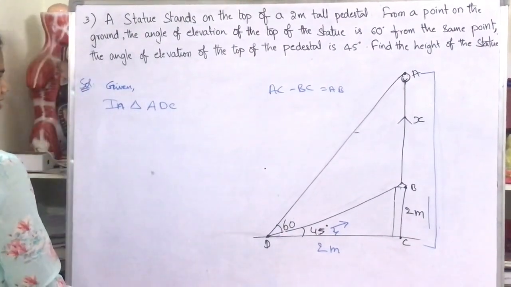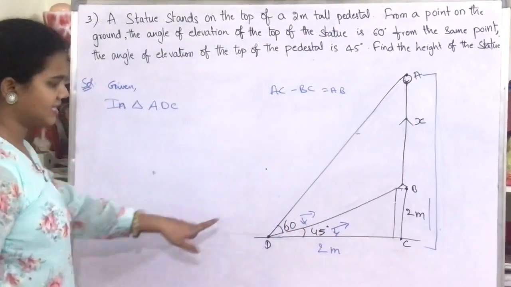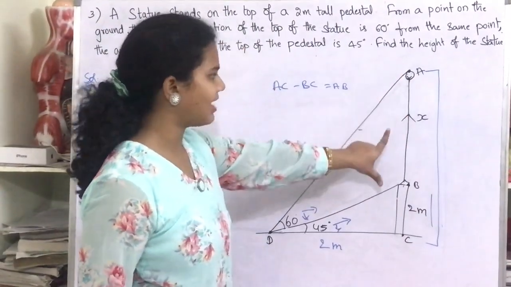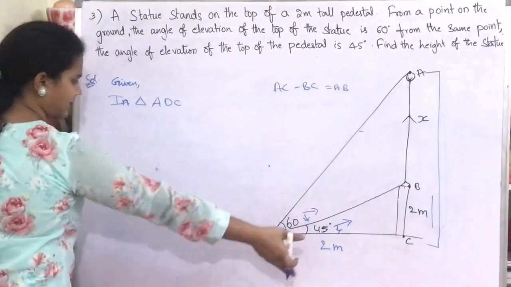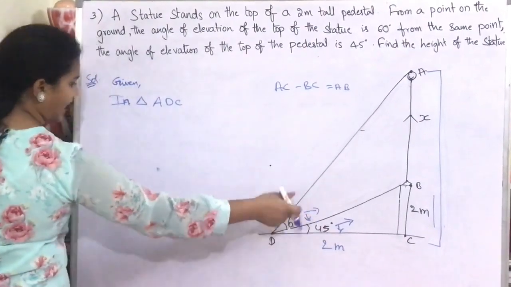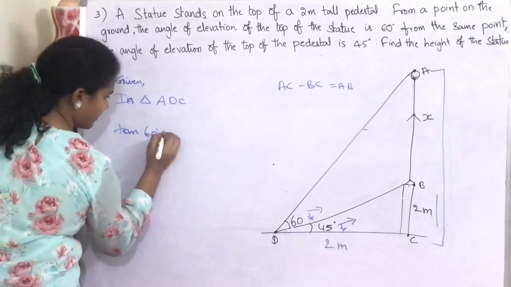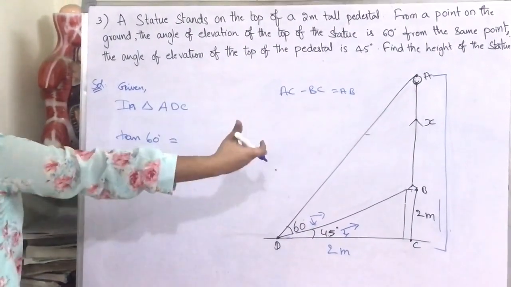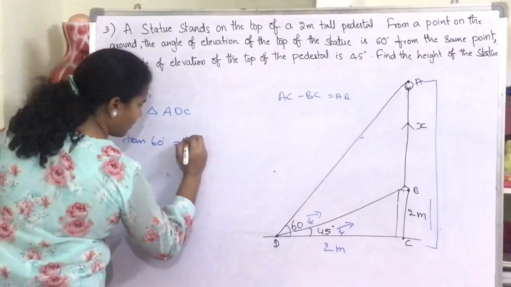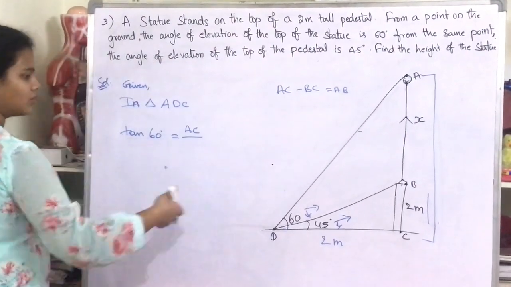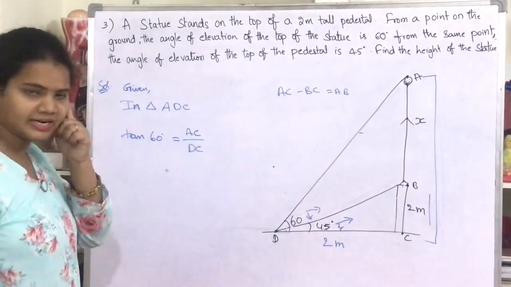In triangle ADC, again consider opposite by adjacent side. As here I need the value of a side, I don't need the value of the hypotenuse. So just consider the opposite side by adjacent side. As the adjacent side we have a value for it. So now again take tan 60 degrees equals opposite to the angle D, where this will be 60 degrees. Opposite to the angle D you have AC, and adjacent to the angle D you have DC. Right?